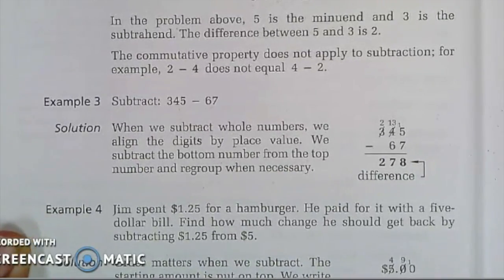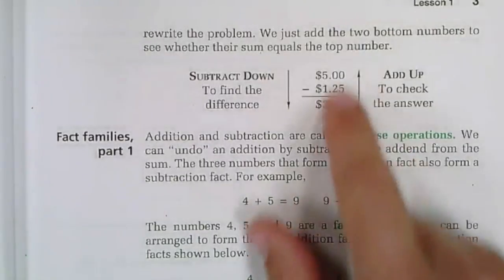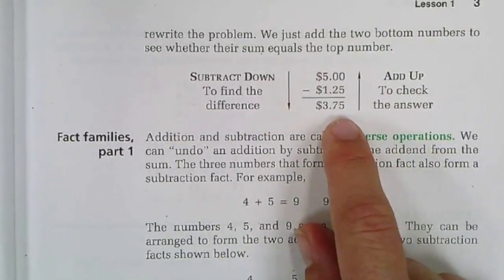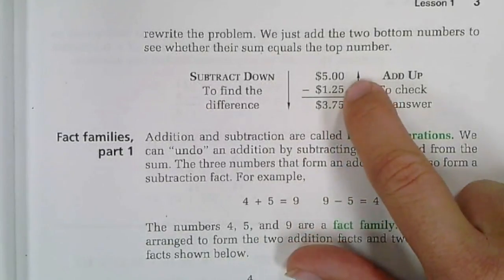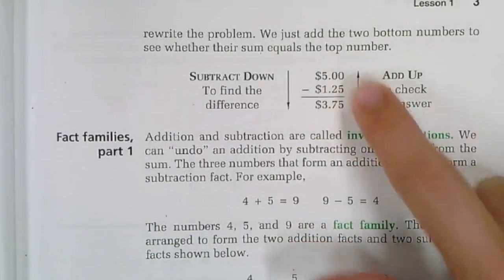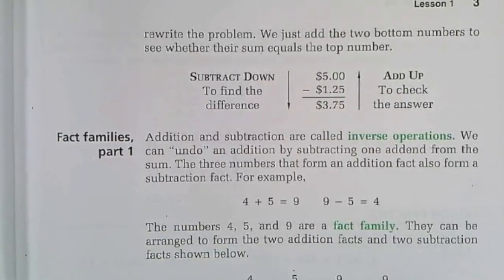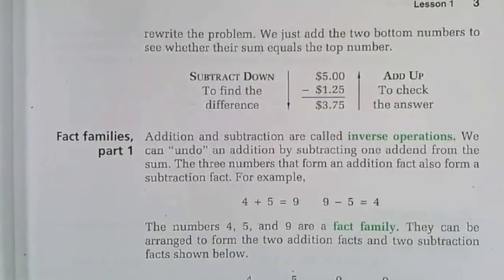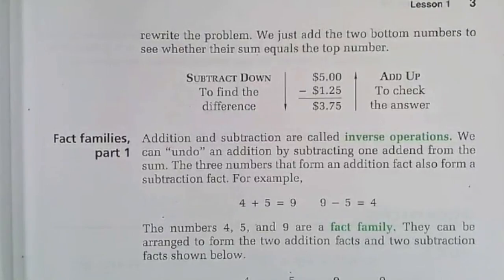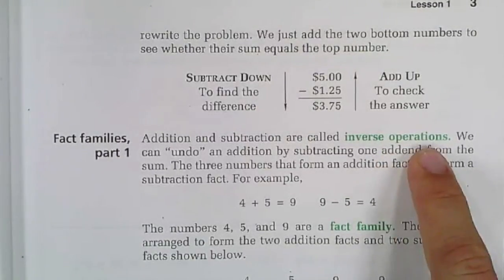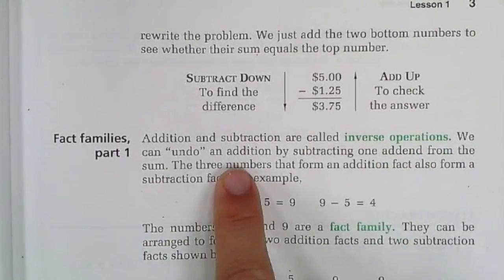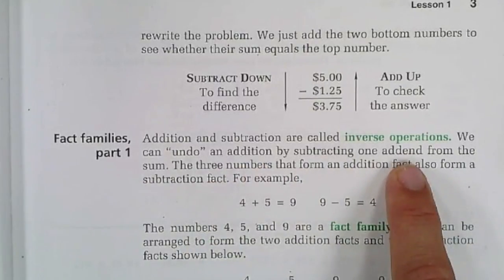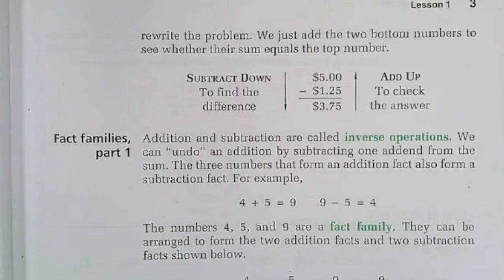Okay, we can check a subtraction problem by adding. So you subtract down to find the difference, and then you can add up 375 plus 125 equals 500 to make sure that it's right. Here's some more vocab for us. Addition and subtraction are called inverse operations. We can undo an addition by subtracting one addend from the sum. The three numbers that form an addition family also form a subtraction family.